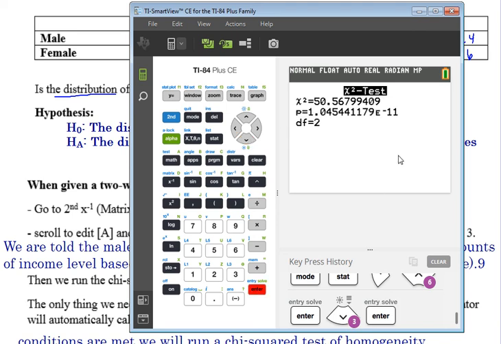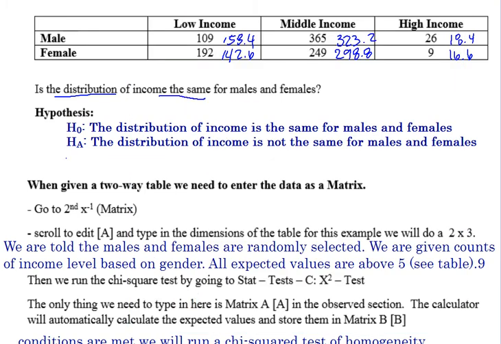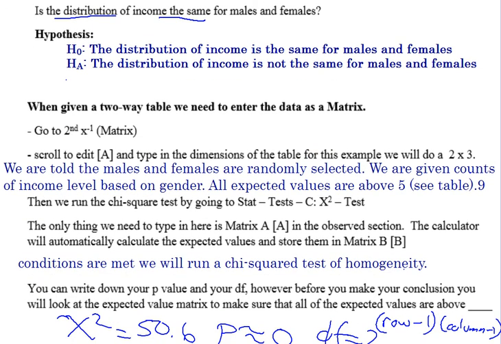I think it's a good idea to jot down these numbers for your mechanics, because you're going to come back to them later. But you just need to remember that you still have to check conditions. So after we have that, now we want to actually check our conditions. The conditions are the exact same thing. It's still random sample. We still have counts of data. And then the expected values still have to be 5 or above.